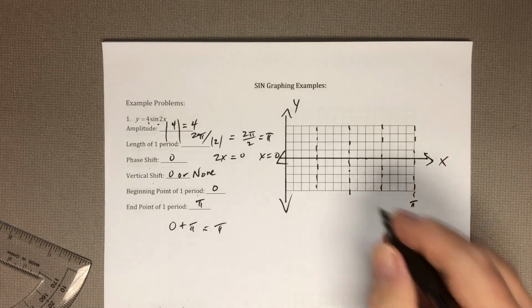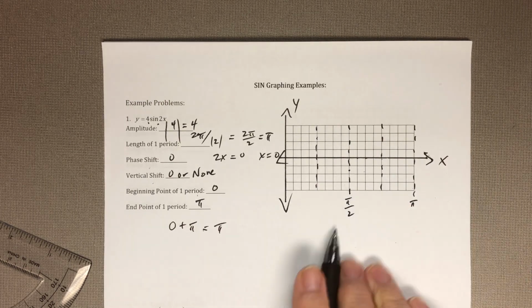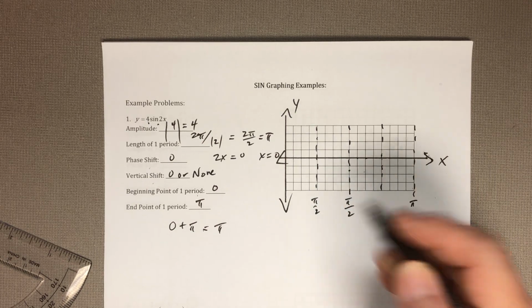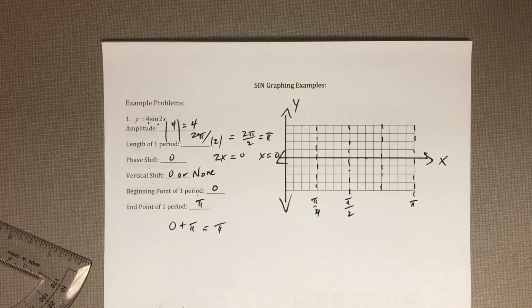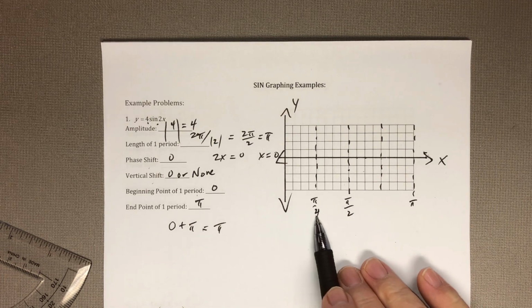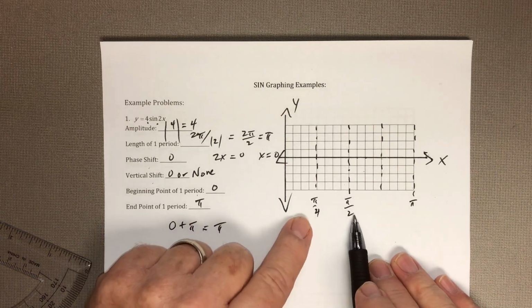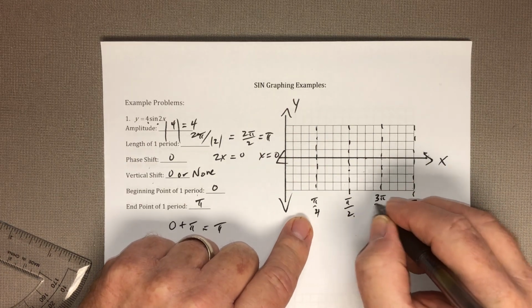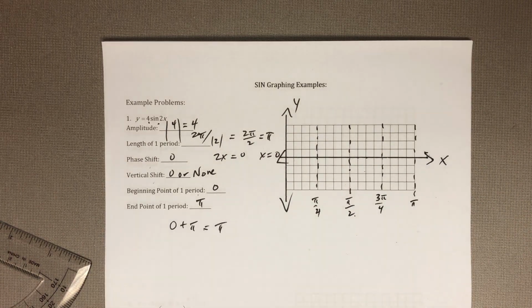This is half of pi, pi over 2. Half of that is pi over 4, which would be this one here. All right, oops, that's a 4, excuse me. And if we did pi over 4 plus this, that would be 3 pi over 4. Okay, so this would be 3 pi over 4. And those get you your critical points, your maximums, your minimums, and the points where it crosses the midline.